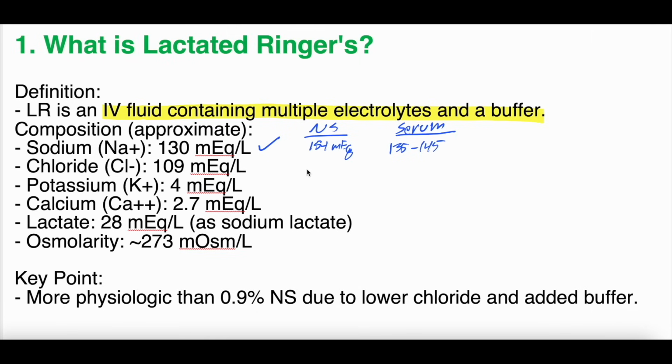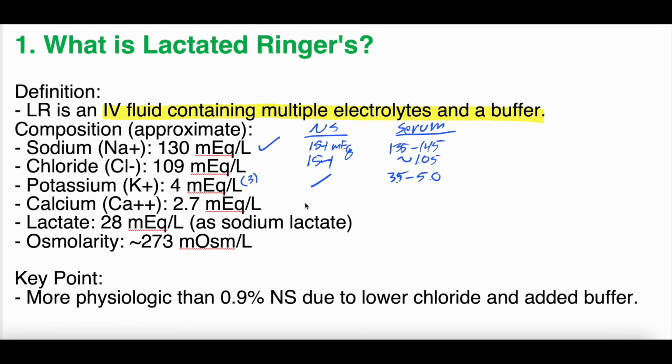In Lactated Ringers, there's 109-ish milliequivalents of chloride. This is compared to normal saline, which is 154, and the body, the serum, which I think is about 105. Potassium has 4-ish milliequivalents. You'll see anywhere from 3 to 4 of potassium in Lactated Ringers. Normal saline does not have any potassium. And serum potassium, normal is 3.5 to about 5.0-ish.